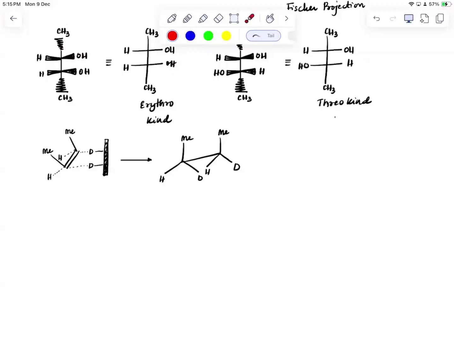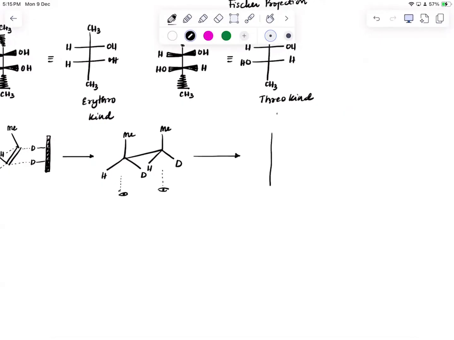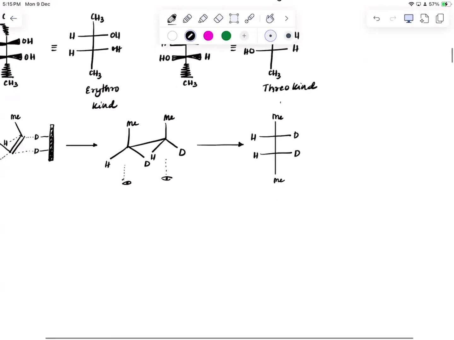Because you can see both the deuteriums are making a new bond, but on the same side. So these two are on the same side, correct? Now, if I put this molecule into a Fischer projection, in the Fischer projection I have to always watch it this way so that I can have a top view. So I will have the two methyl groups here, and hydrogens could be on the left and deuterium could be on the right here. This is the kind of product you will get, correct?